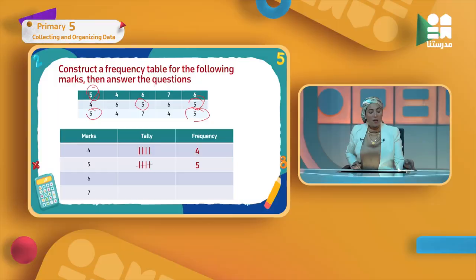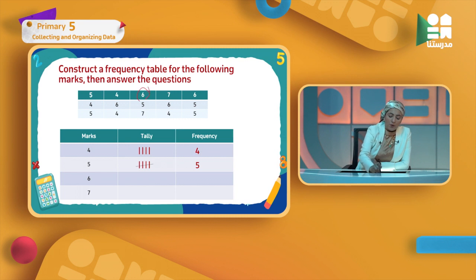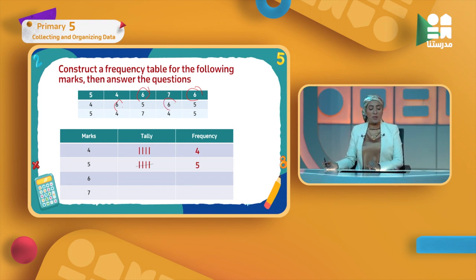Now the 6. How many times have we got 6? In the first row I have 2 times. In the second row I have also 2 times, and in the third row I have nothing. So like 4, the mark 6 was there 4 times. Then I will draw 4 tallies, and in the frequency column I will write the number 4.